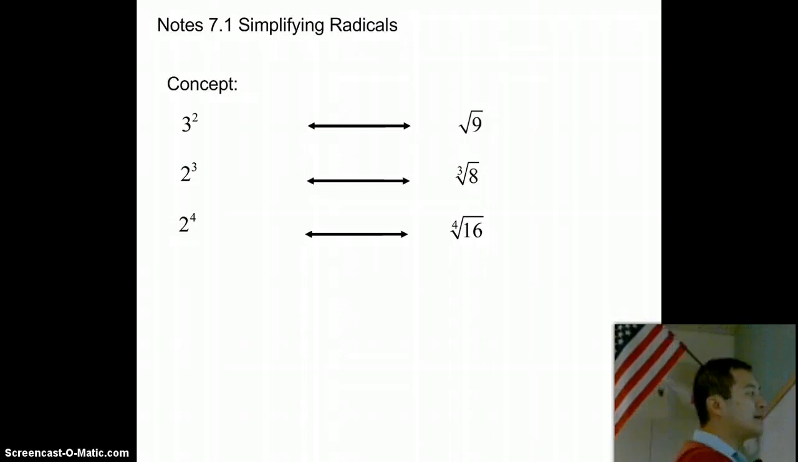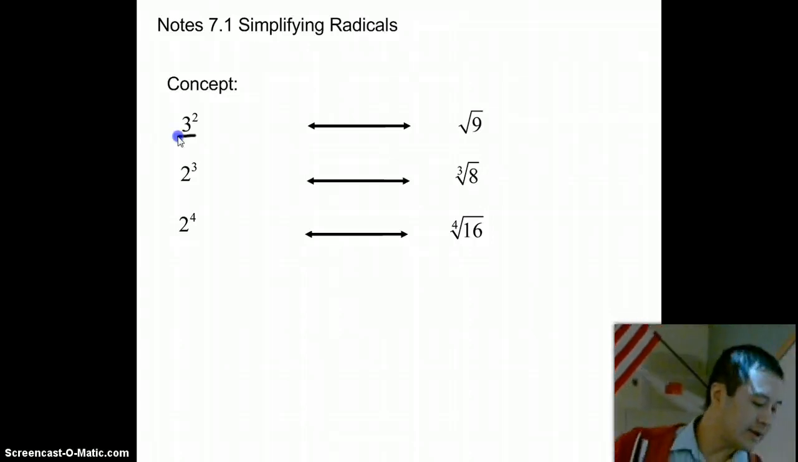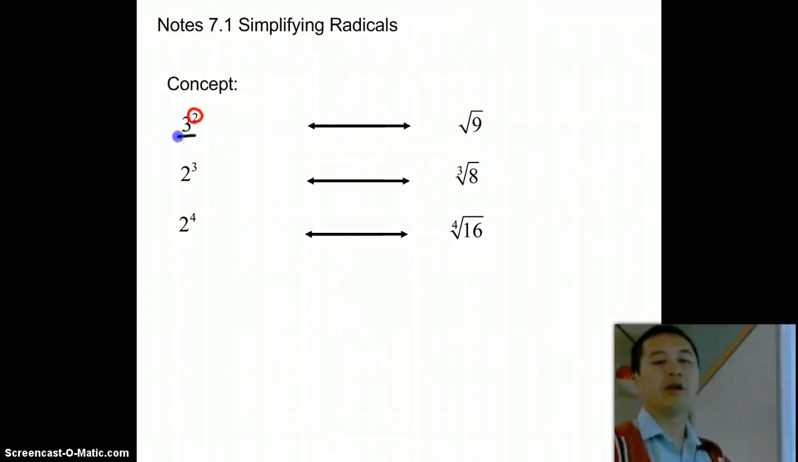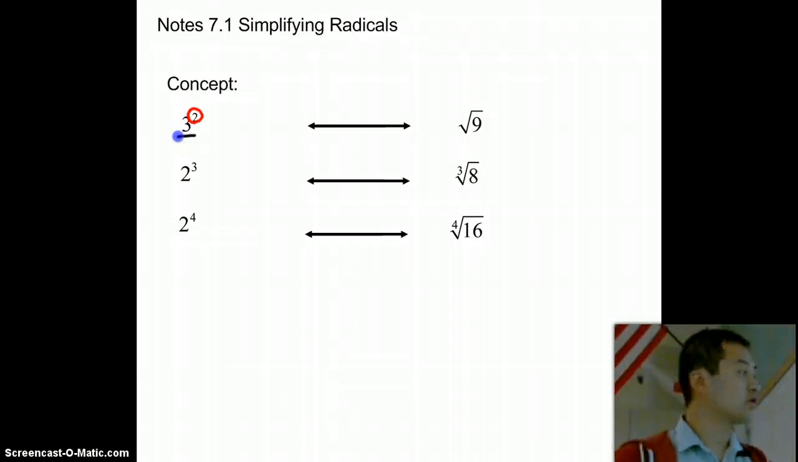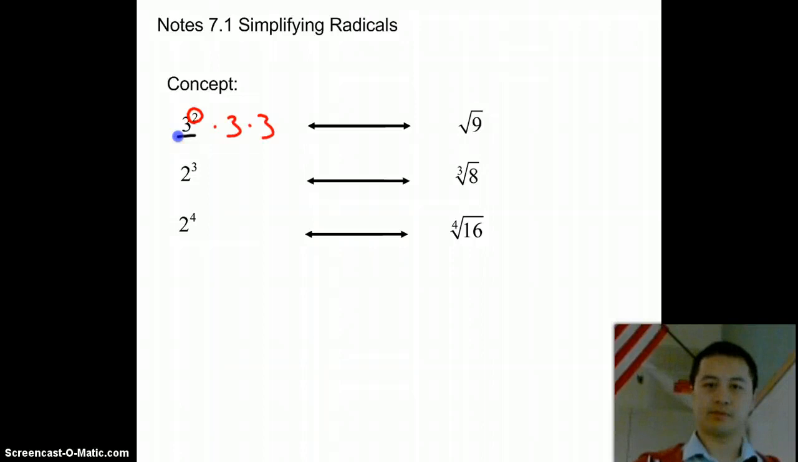Take a look. 3 is the number. 2 right here is called the operation. So what are you doing to that number? You're squaring it, so the operation is square. What does that operation mean to do? That means write it twice.